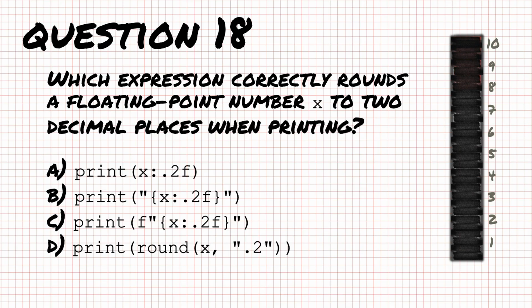The correct code for formatting x to 2 decimal places is C, print(f"{x:0.2f}"). This is a proper f-string with a format specifier.